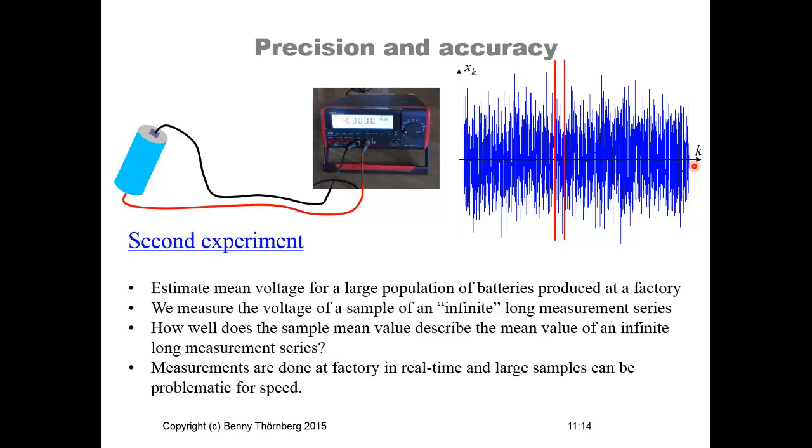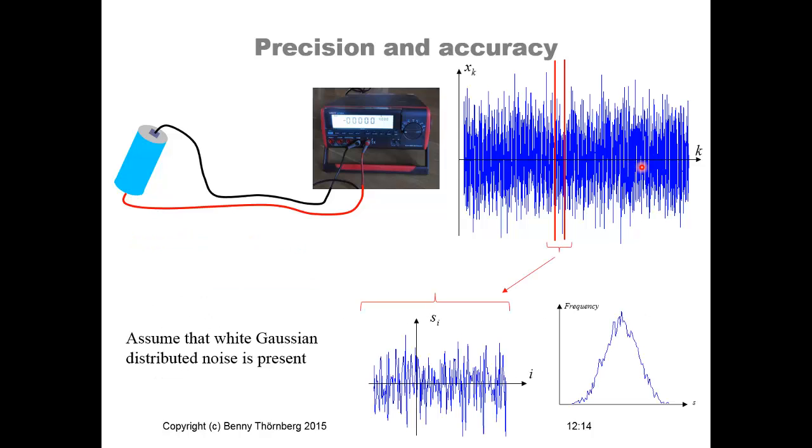Measurements are done at the factory in real time, and for that reason large samples can be problematic for speed. So it's a trade-off of speed versus the estimation accuracy of the mean value for the large population. We see a variation of this sample that corresponds to a Gaussian distribution, and we assume that we are dealing with white noise here. It is realistic, and it also simplifies the computation, as you will see.